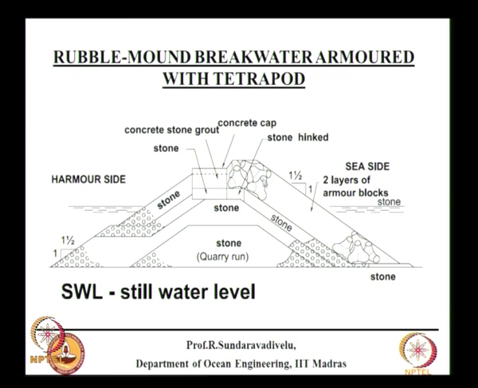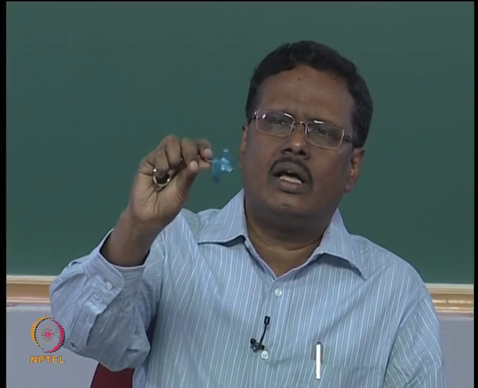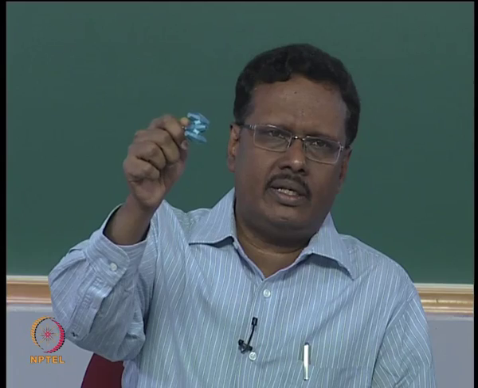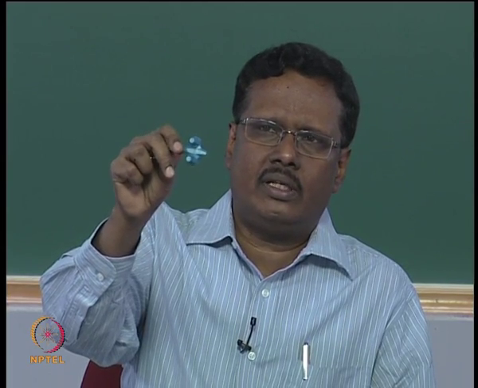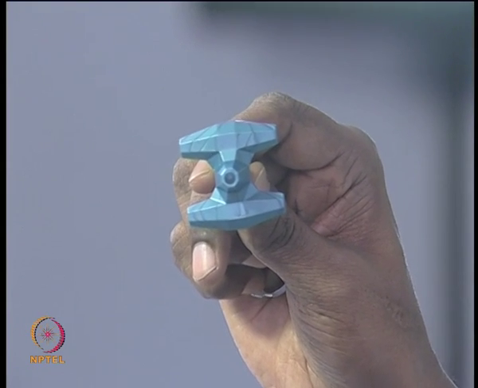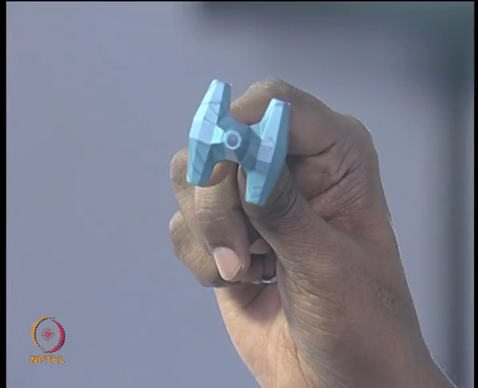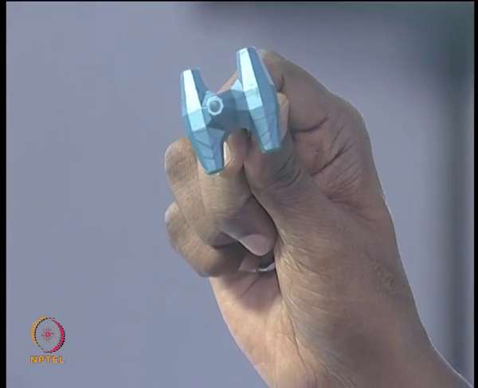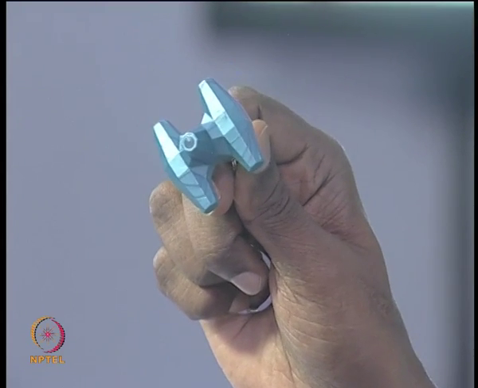This is the shape of the armor layer. This is another type of armor layer, this is called core lock, this is a patented technology. This core lock has certain advantages because interlocking is better. When you dump the stone, the interlocking is not good, whereas here the interlocking is good. And another thing is this can be with single layers.